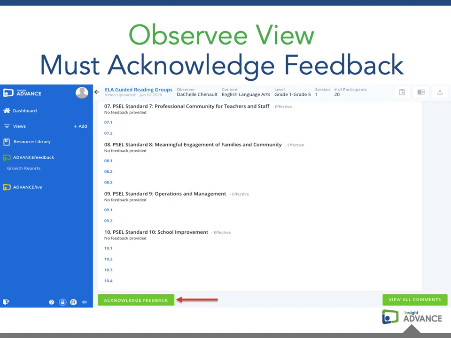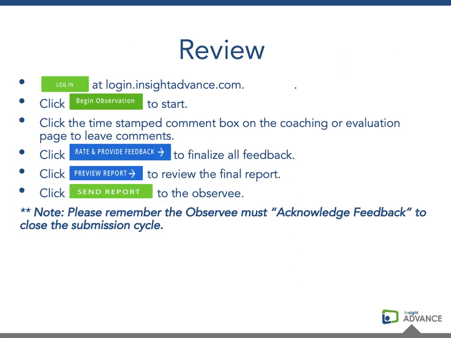Here, I am going to show you what it looks like when you send a report to the observee. Once the observee views their feedback, they will have to select the green Acknowledge Feedback button to close out the submission cycle. Once the observee acknowledges the feedback, a post-observation survey is made available to both the observee and the observer to add additional feedback.